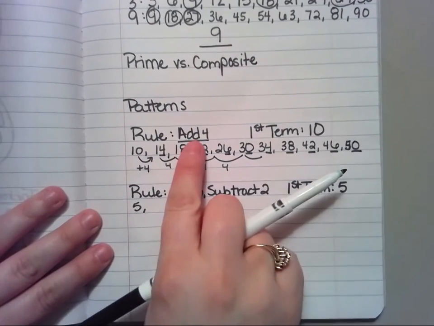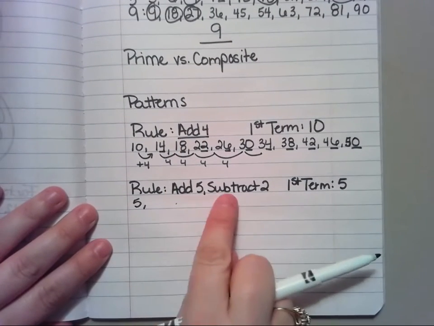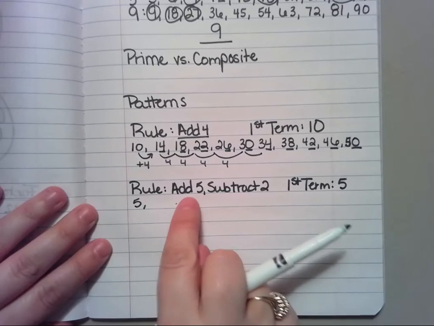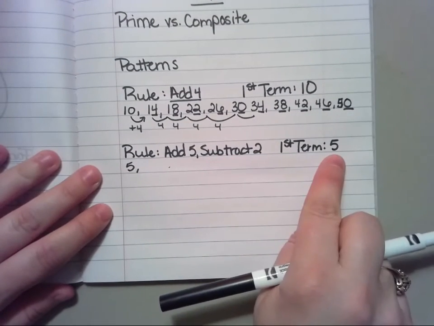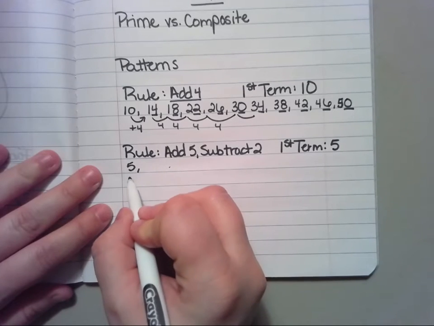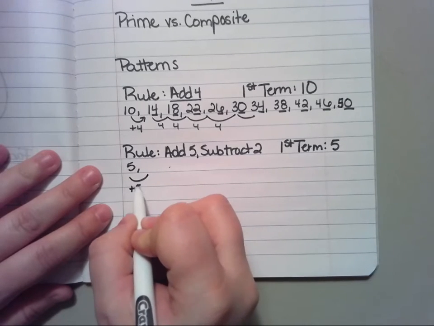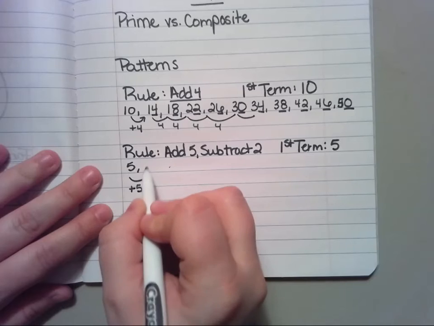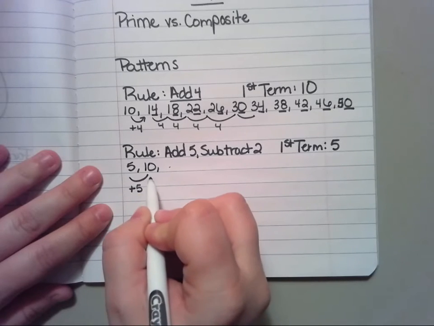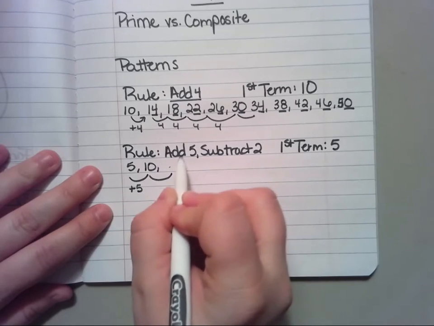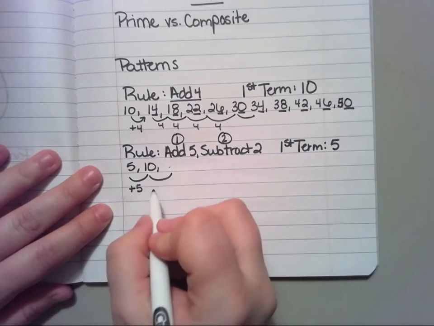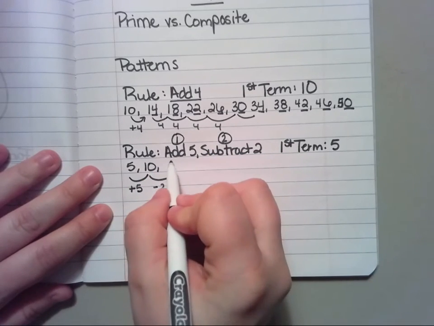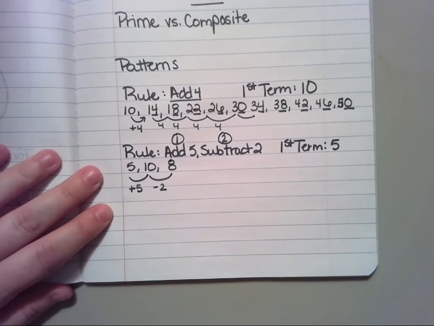Okay, but they're not always super simple. It's not always one piece to the rule. Sometimes we have two pieces to the rule. What this means is we start with the term 5. This first jump, we're adding 5. 5 plus 5 is 10. This second jump, we're subtracting 2. 10 minus 2 is 8.